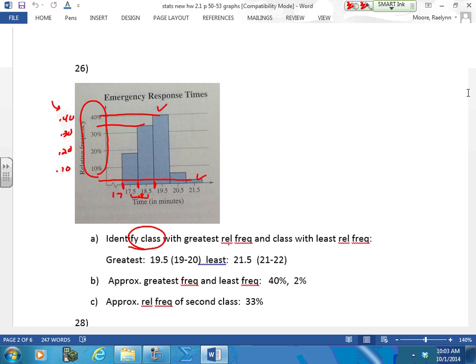Okay? That's why a lot of times they put them on top of the bars. They'll put it up here, 40%. They'll put it over here, 2%. They put it at the top of the bar, especially if you have too big of a y-axis difference.